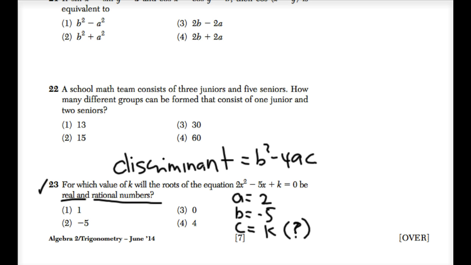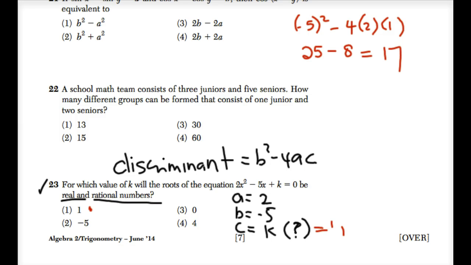So what I'm going to do is pick numbers from our answer choices for c. The first one says 1. So in this case, c would be equal to 1, and I want to check that out. I will have negative 5 squared minus 4 times 2 times 1. When we get our answer, we need to make sure we don't have an irrational number. Negative 5 squared, which has to be in parentheses, is 25. Take away 8, the difference is 17.